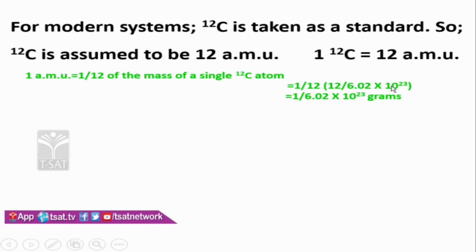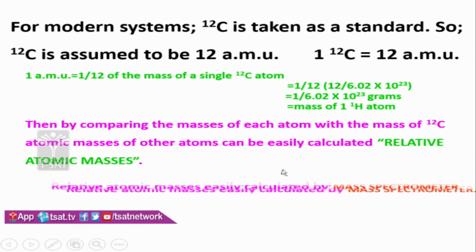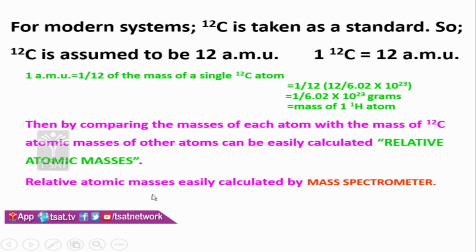You can say the mole as mole gram, molar gram, or mole grams. 1 molar mass of hydrogen atoms. By comparing the masses of each atom with the mass of carbon 12, the atomic mass of other atoms can be easily calculated by means of relative atomic masses. Relative atomic mass is easily calculated by a mass spectrometer.